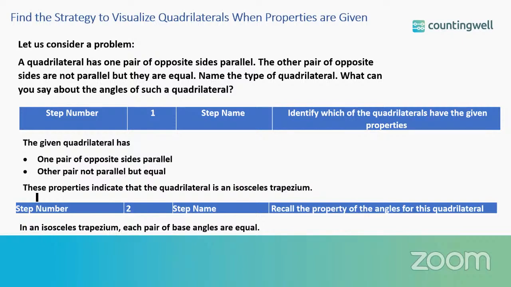Also, what can we say about the angles of such a quadrilateral? Each pair of base angles are equal.